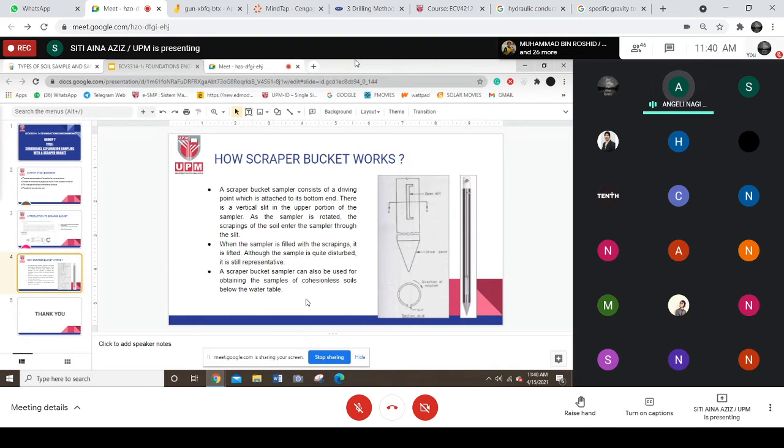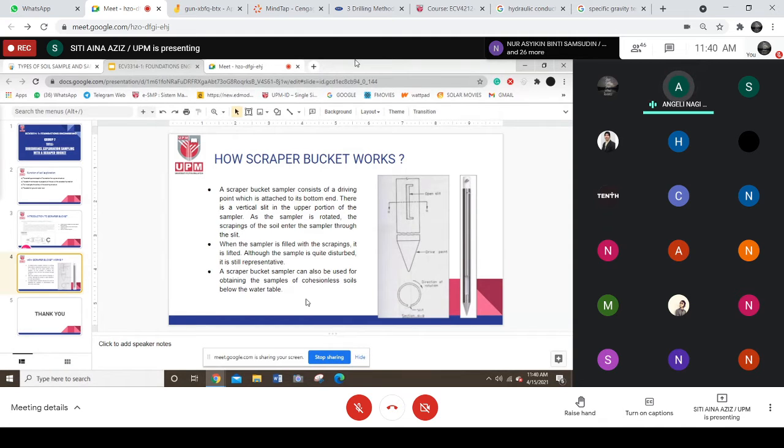I'm not sure if this is correct, but in our opinion, we could not know which one is the most cost effective, because all the samplers have different methods of working and are used for different conditions of soil. For example, the scraper bucket is used for soil mixed with pebbles, and the Shelby tube is used to obtain undisturbed soil samples from clay soil. So we could not know which one is the most cost effective.